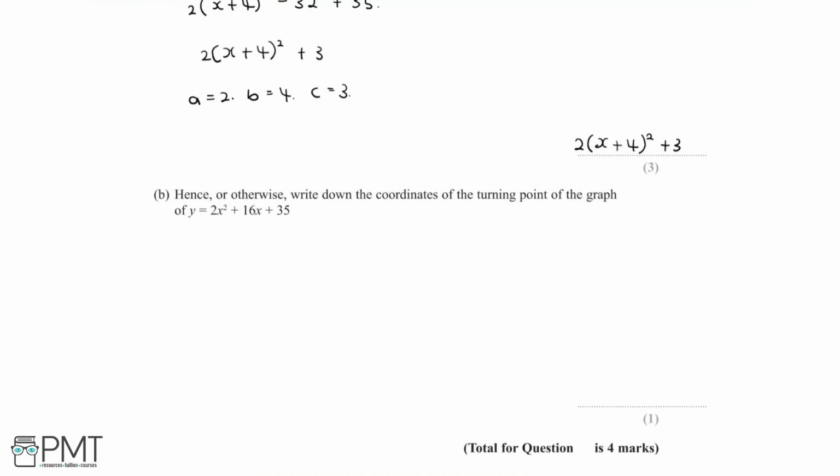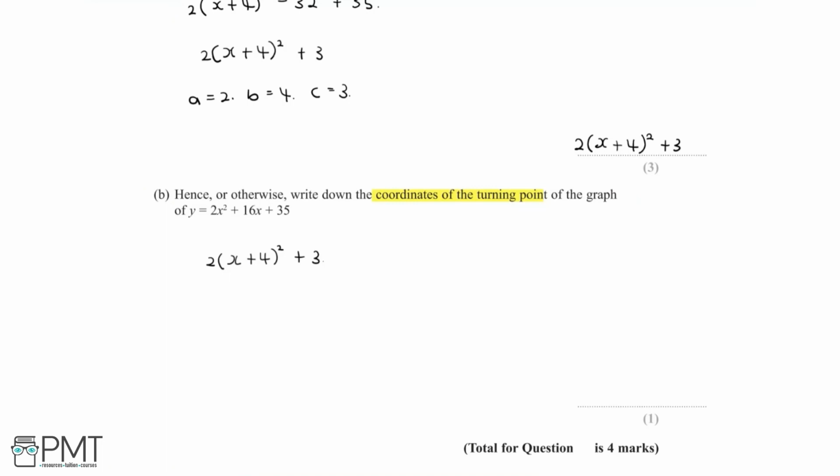Now in part B, we need to use our answer to part A to write down the coordinates of the turning point of the graph y equals 2x squared plus 16x plus 35. And because we completed the square, we can do this quite easily. We said that 2x squared plus 16x plus 35 is equal to 2 multiplied by x plus 4 all squared plus 3. Now to find the turning point, there's a certain trick that we can do.